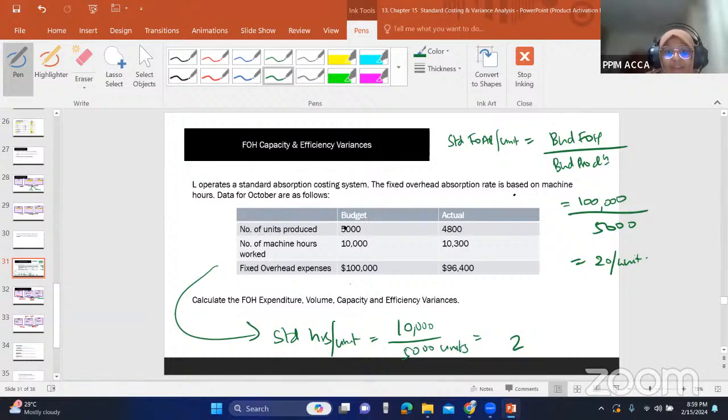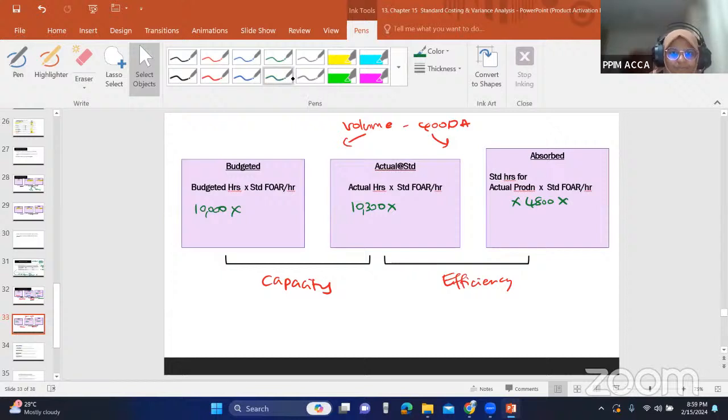How did I know that? For the entire 5,000, I gave them 10,000 hours. So if I want to know for 1 unit how long I can give them, that is 10,000 divided by 5,000, which is 2. So standard hours will be 2.